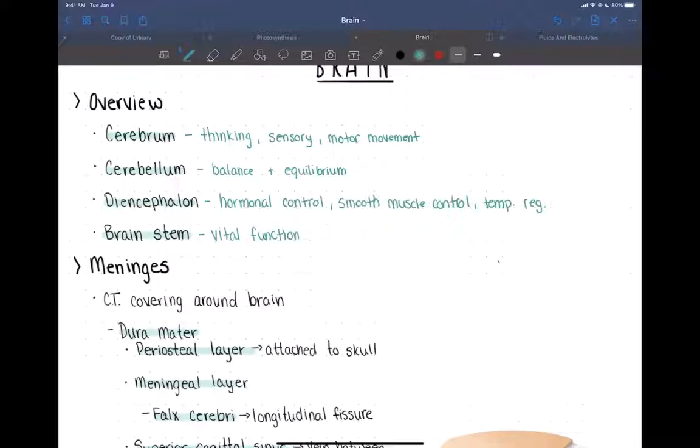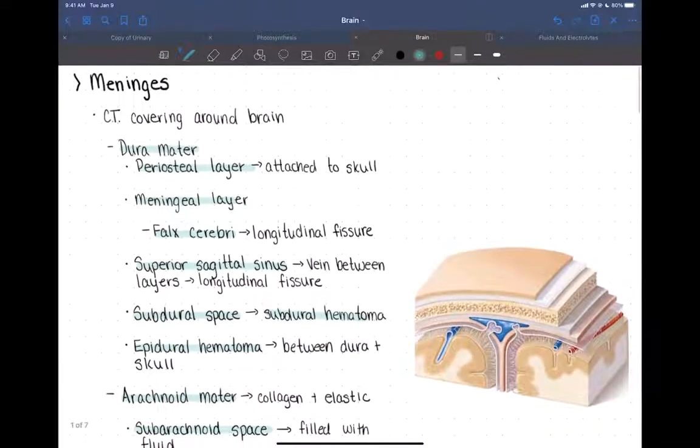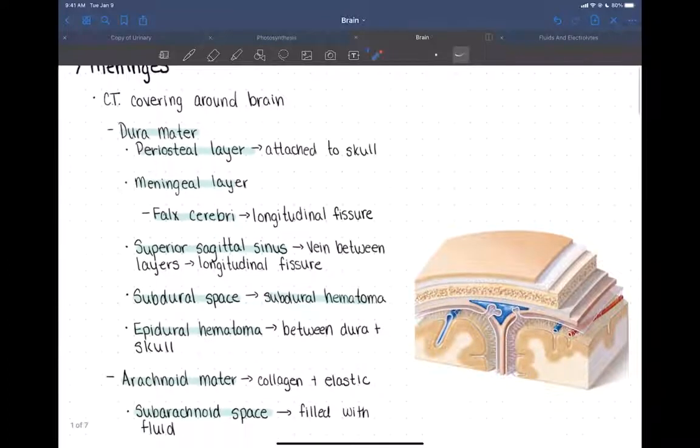But let's talk about the coverings on the brain first. The coverings on the brain are called the meninges. This is a connective tissue covering around the brain, and it's divided into 3 major layers. So we're going to start from the outside and work our way in.